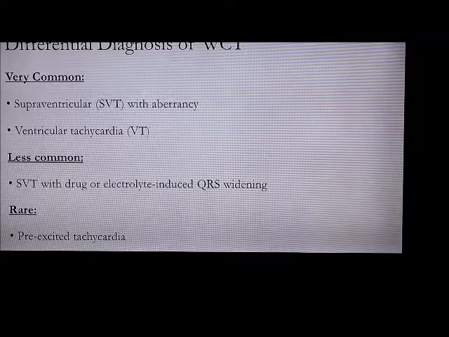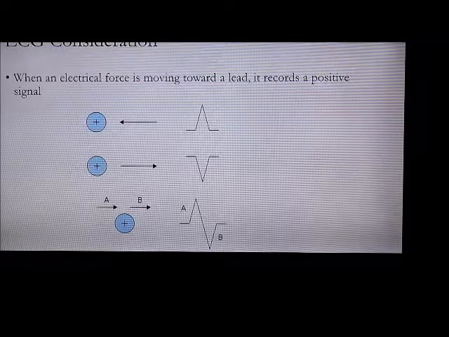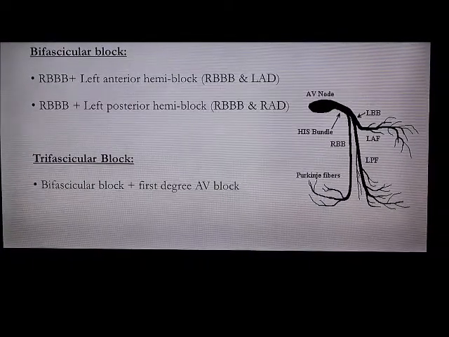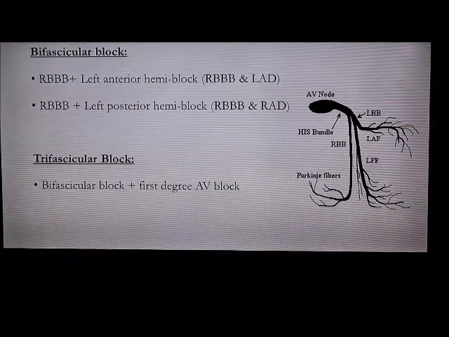Rarely, it could be related to tachycardia occurring in the context of pre-excitation. But with pre-excitation, you will have a wide-ish QRS complex, and if there is tachycardia on top of that, then you may have a pre-excited tachycardia, and we will talk about that. So mainly you want to differentiate between the common ones, SVT with aberrancy or VT. One of the main things: left anterior fascicle and left posterior fascicle block will give you an axis deviation.